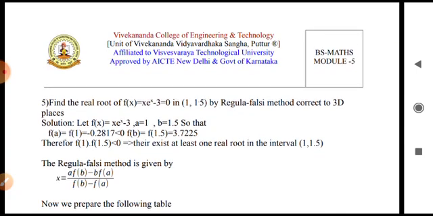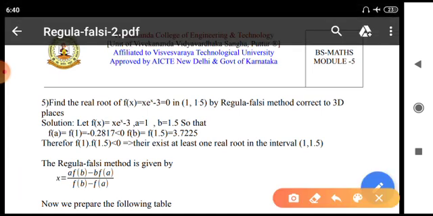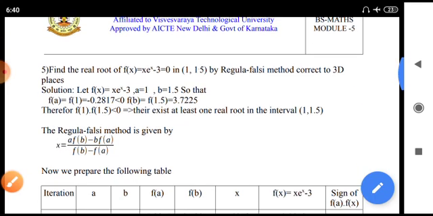Now fifth problem, find the real root of the equation f of x equal to x e power x minus 3 equal to 0 in the interval 1, 1.5 by regular falsi method correct to 3 decimal places. Now we start the solution.